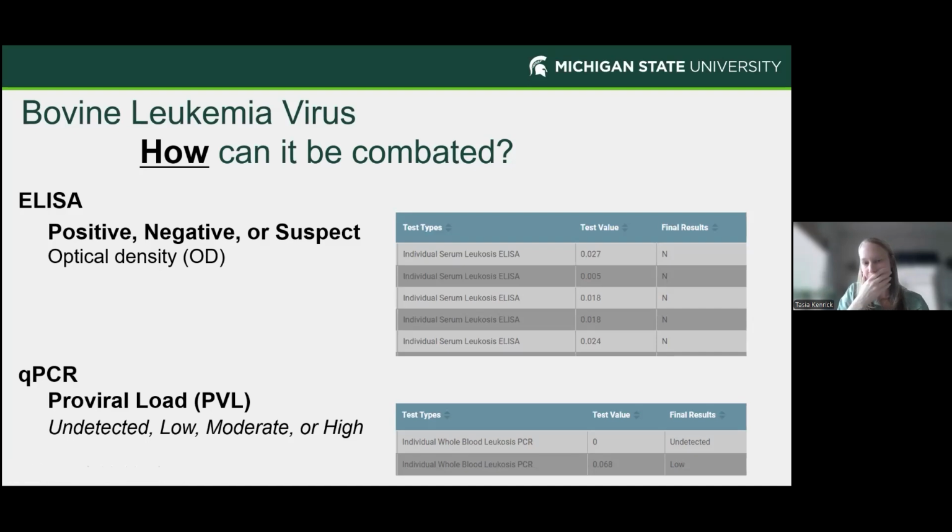So the way this works, it's a ratio of animal cow DNA to viral DNA. So the larger the number, the more virus you have in that animal. And you see 0 is undetected. They were unable to detect or have a threshold of virus in that animal. And then low is this 0.06. High would be above 1.